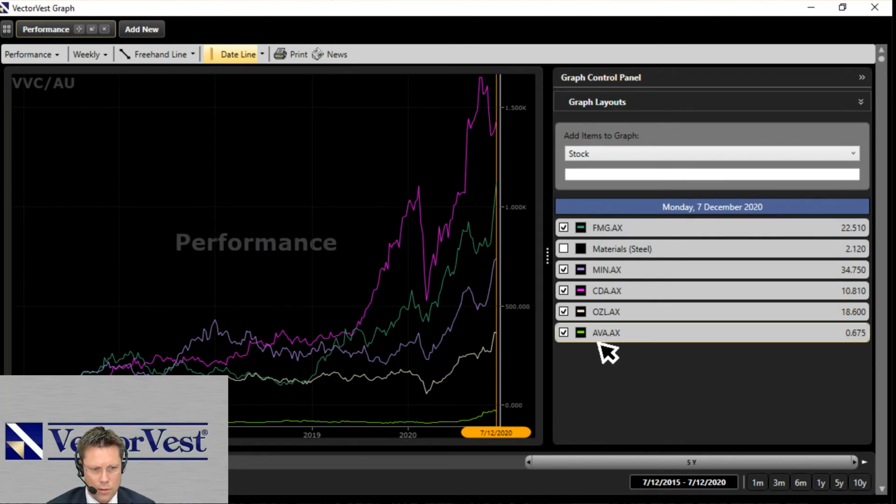Your underperformer relative to the top performers has been AVA. And again, that's quite telling. So you might say, well, I don't know if I want that in my portfolio. But in terms of those percentages, look at that, phenomenal percentage returns over the last 5 years. MIN and CDA in the thousands of percentage point returns. All right, so there we are.